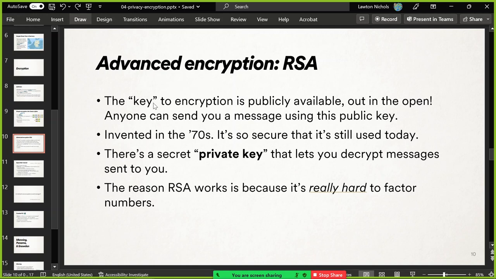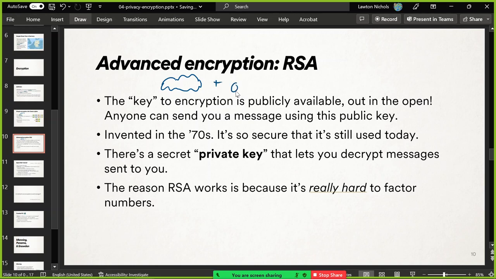All right, so here is the secret. There are two types of keys. There's what's called a public key. You make a certain kind of key for encryption for other people to use, publicly available, out in the open. You just tell everybody, here is my public key, and they can send you a message encrypted using that public key. So here's the message somebody wants to send you, a little cloud bubble of words.